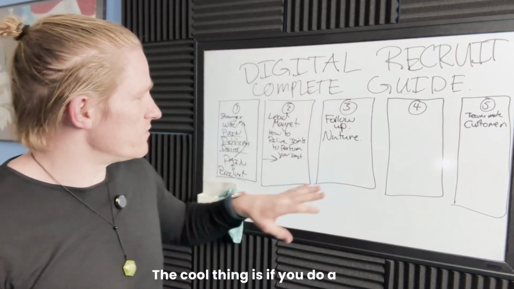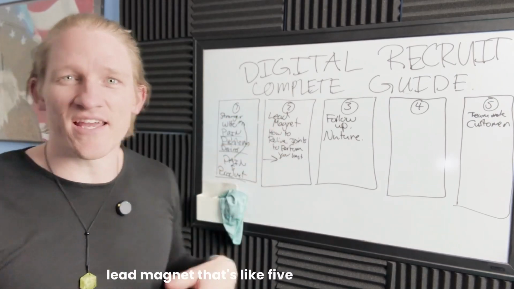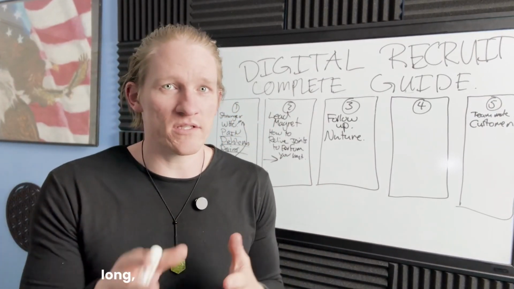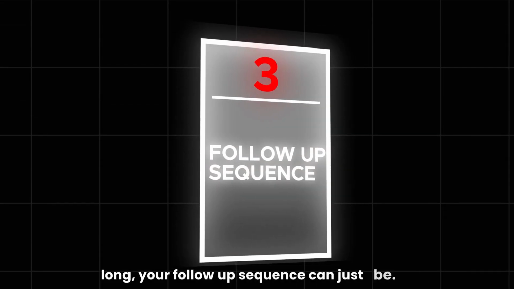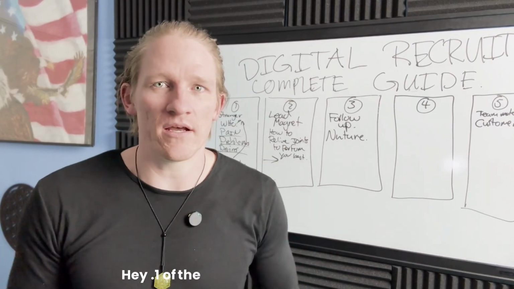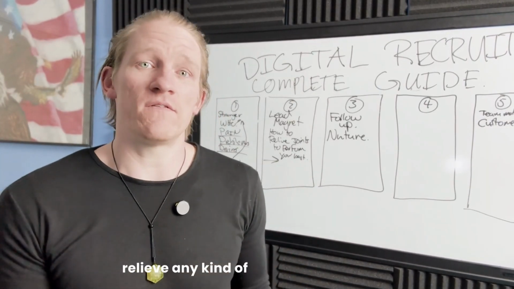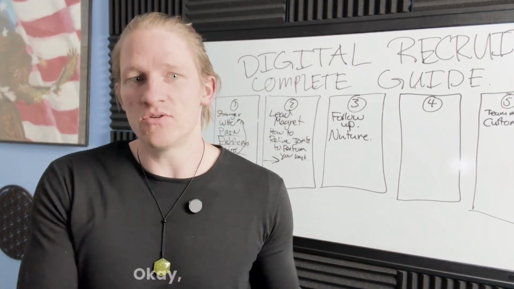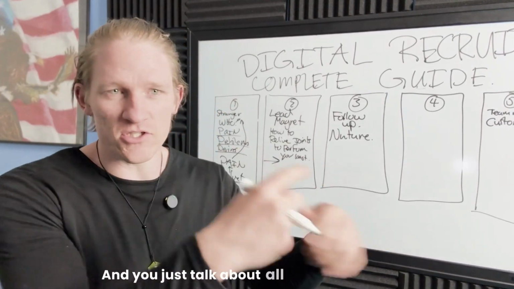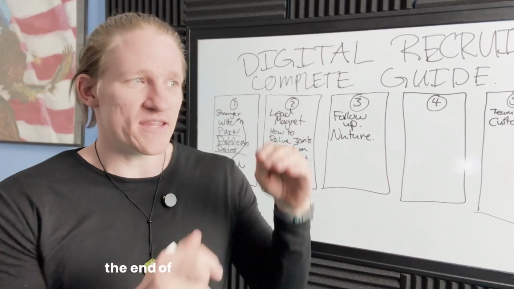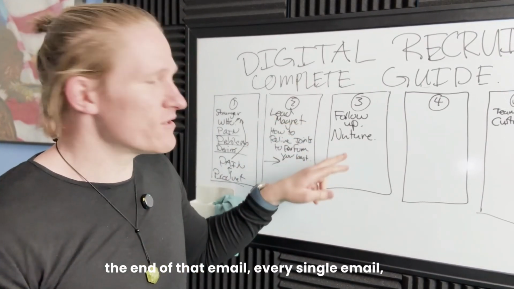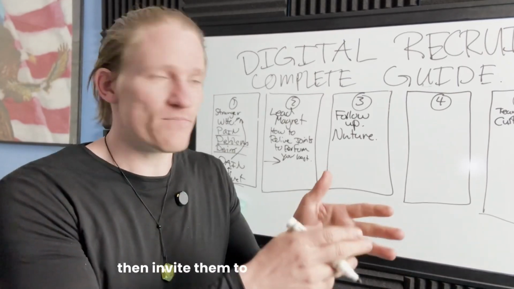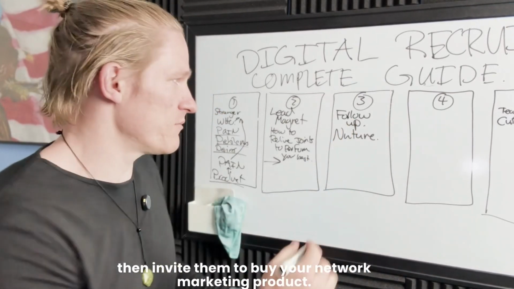The cool thing is if you do a lead magnet that's like 5 to 10 points long, your follow-up sequence can just be, hey, point 1 of the first thing you can do to relieve any kind of joint pain or help support your joints is to do this. Okay, let's talk about that. And you just talk about all those things. At the end of that email, every single email, you then invite them to buy your network marketing product.